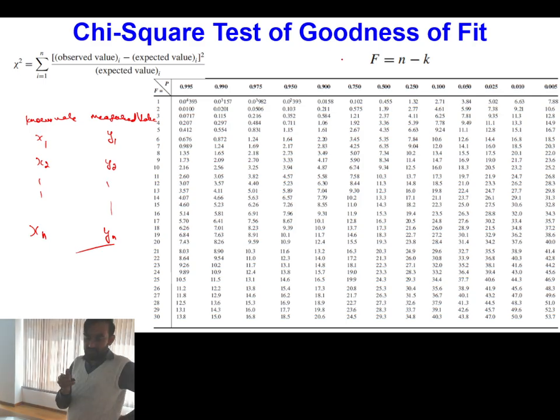So for the chi-square test we calculate the chi-square value, which is given in terms of summation, i varies from 1 to n, of the observed ith value minus the expected ith value, whole squared, divided by the expected ith value.